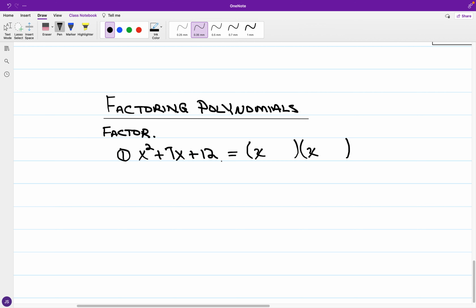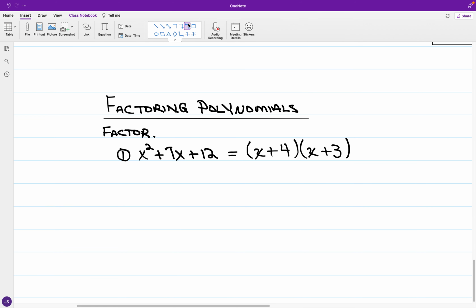In terms of the follow through, you'll be asking yourself, what are two numbers that will multiply into 12 and at the same time add up to 7? Here we got a positive product and a positive sum, so both numbers will have to be positive. And the numbers that multiply into 12 and add up to 7 are 4 and 3. And it doesn't matter what order you place the factors. If you have x plus 3 out in front, followed by x plus 4, that is also correct.